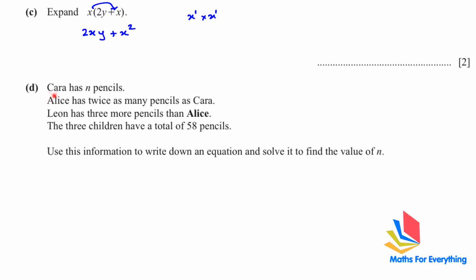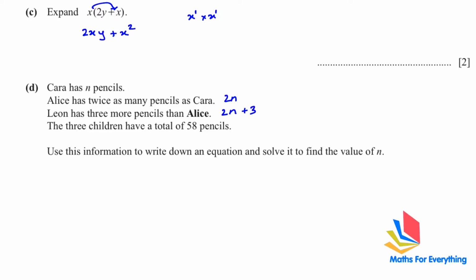Next, Kara has n pencils. Alice has twice as many pencils as Kara. So how many pencils does Alice have? Twice as many. She has 2n. And Leon has 3 more pencils than Alice. So Leon has 2n plus 3.